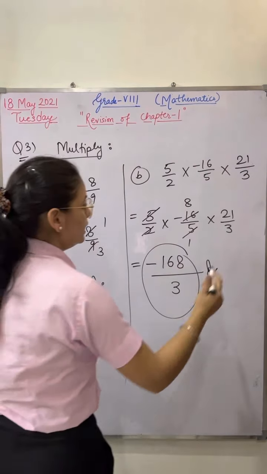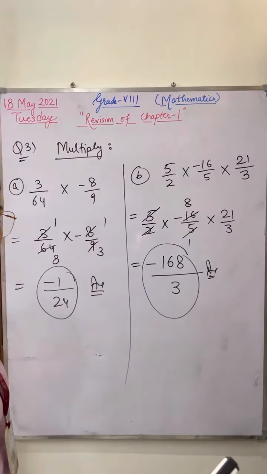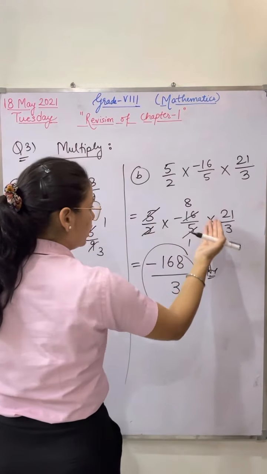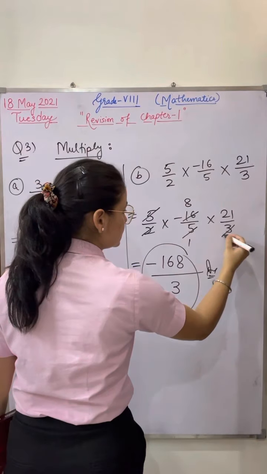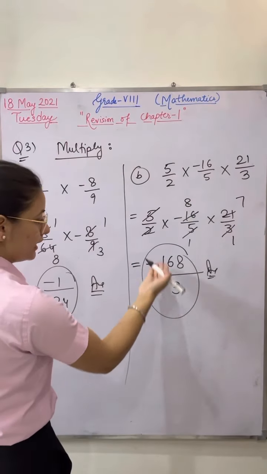Obviously, yeah. You can cancel this 21 and 3 also. Yes, you can cancel. Okay? I'm saying you can cancel in this way also and in this way also. If I cancel this, 3 ones are 3 and 3 sevens are 21. My answer will be absolutely correct. Here also you can cancel.